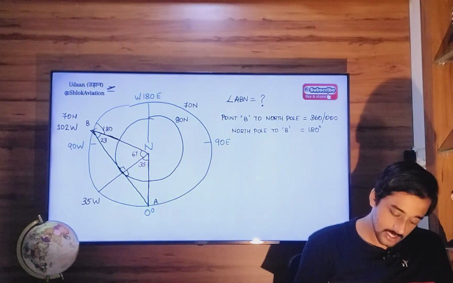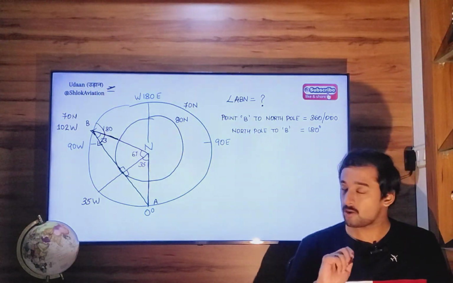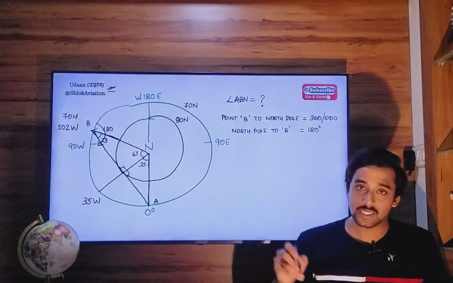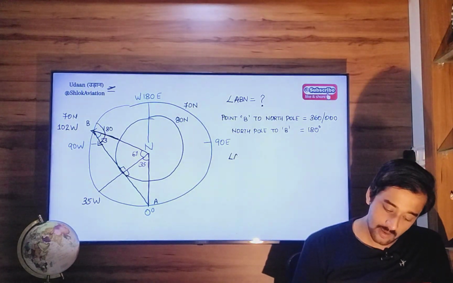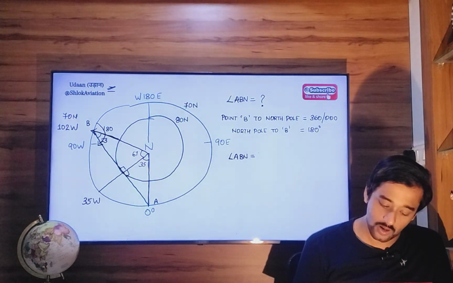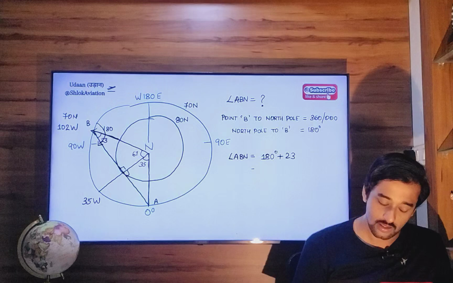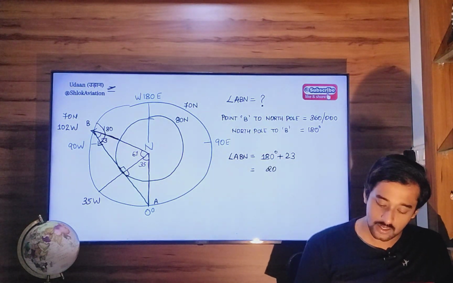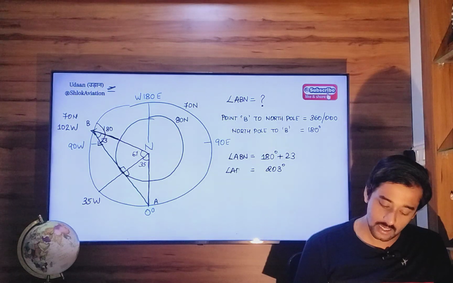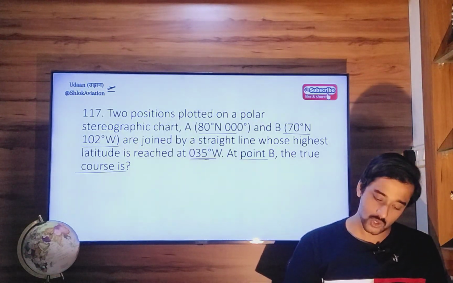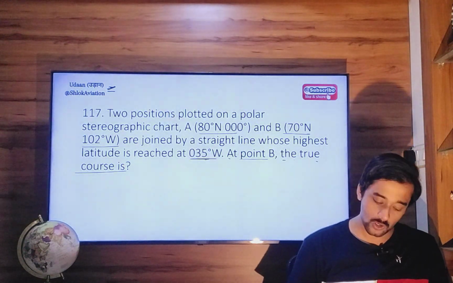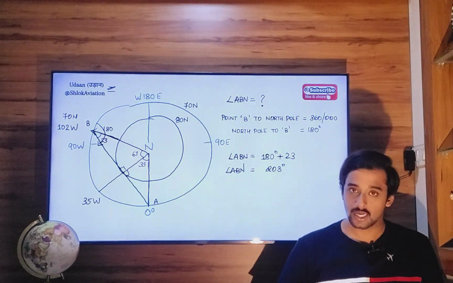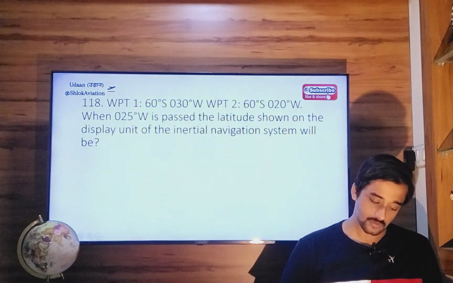We have to calculate this big direction. So it is made up of two parts, 180 plus 23. So angle ABN equals 180 degrees plus 23. So 180 plus 23 is 203 degrees. So angle ABN is 203 degrees. So at point B, the true course is 203 degrees. This is how you do it.